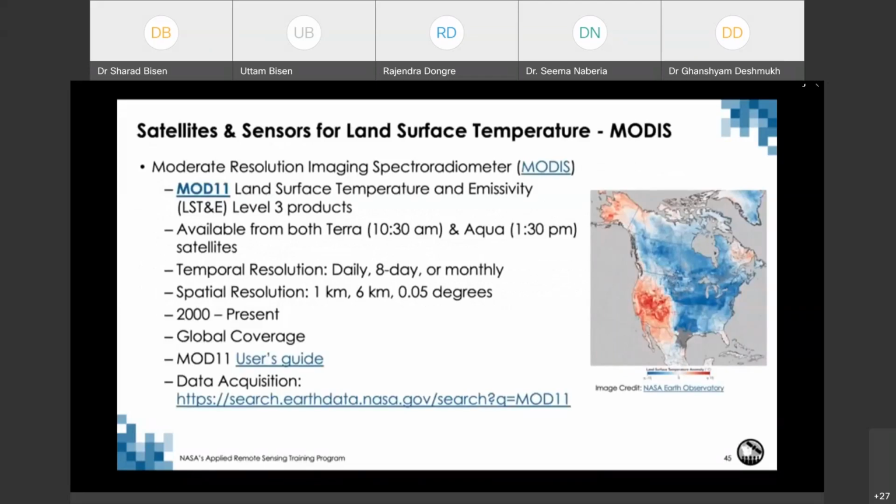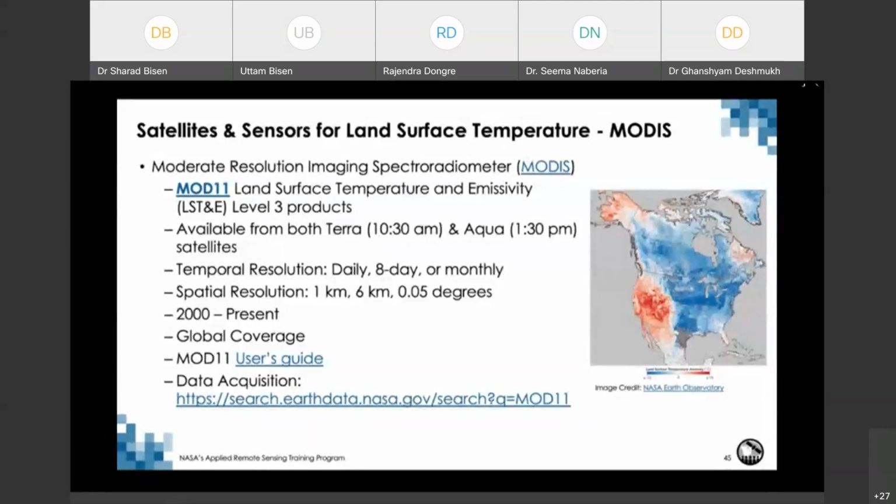One of the land products provided by the MODIS team is land surface temperature and emissivity, which is designated by the product name of MOD11. MOD11 is a level 3 product available from both Terra and Aqua satellites. There are several products created for both satellite platforms ranging from daily, 8-day composites, and monthly composites, which is a simple average of all the corresponding values from the land surface temperature values collected during that period.